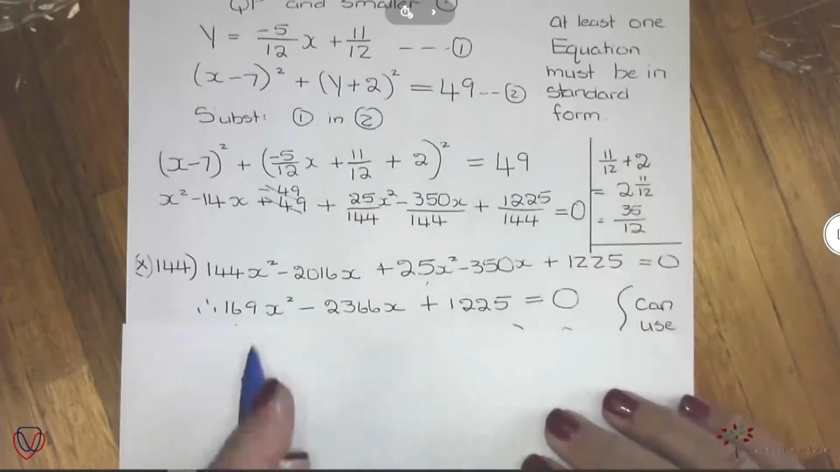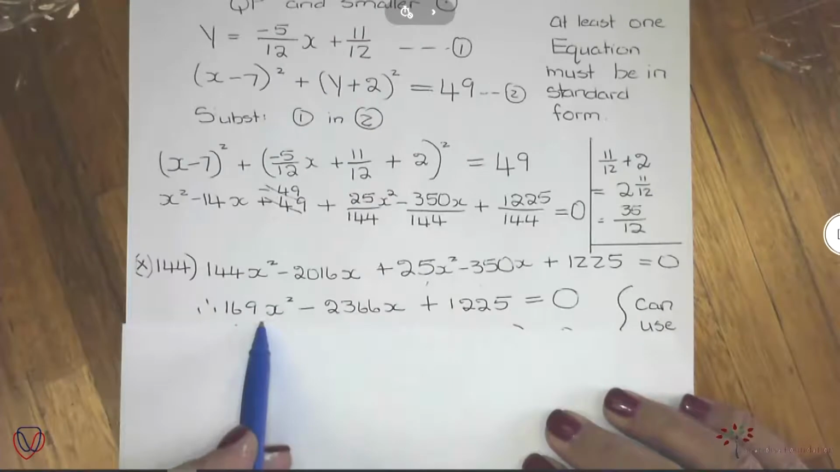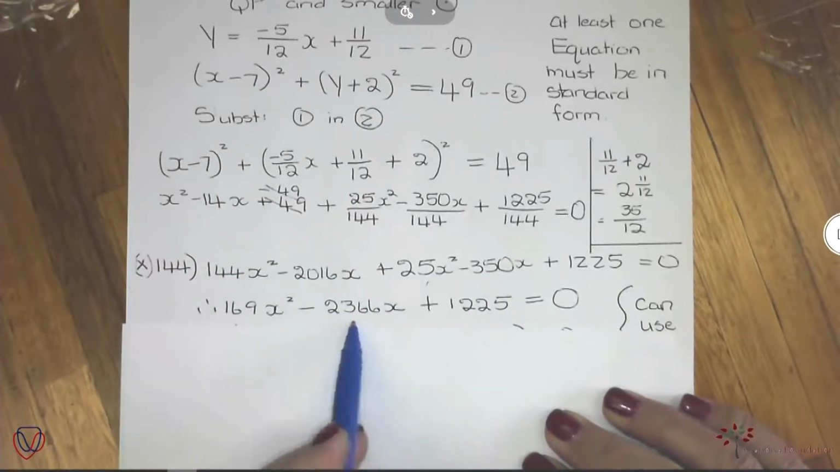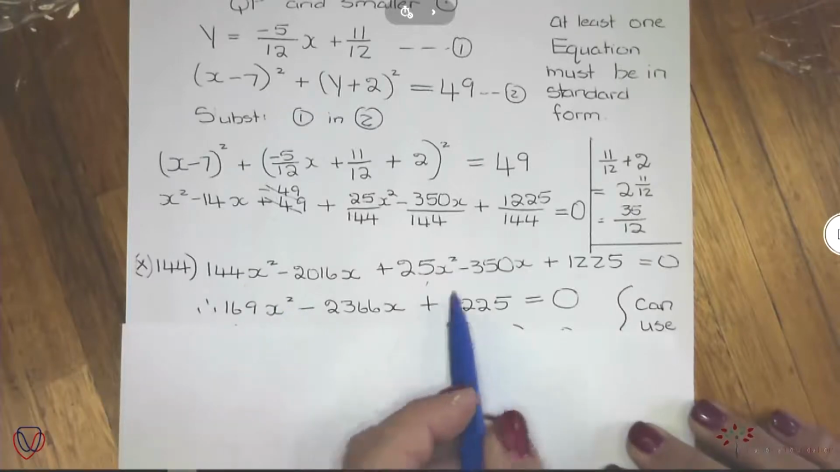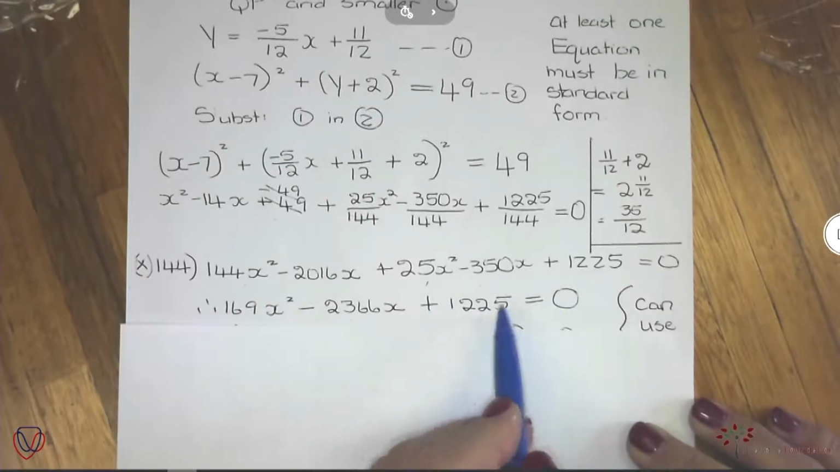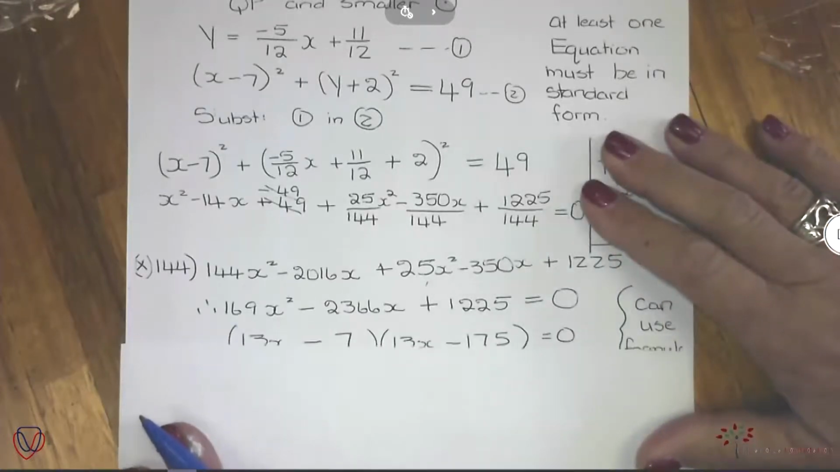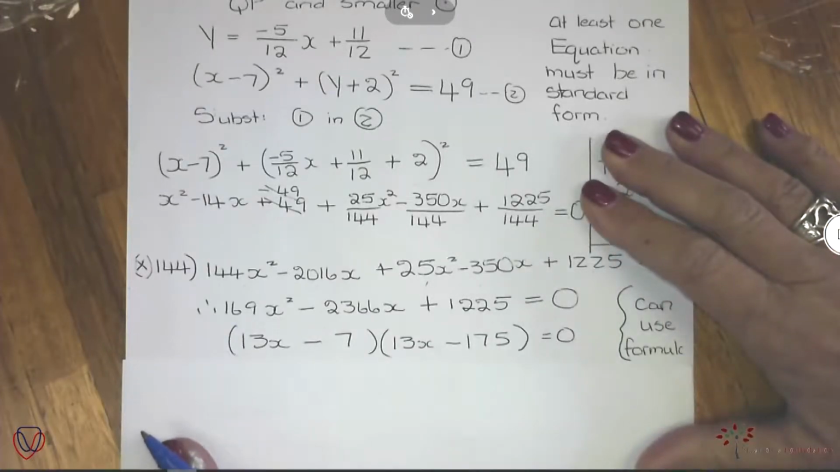Then, people, I add my x squares. I add my x's, because they're both negative. I add them, and it still stays a negative. And then I've got my 1, 2 to 5 there. Now, people, to factorize this is quite difficult.